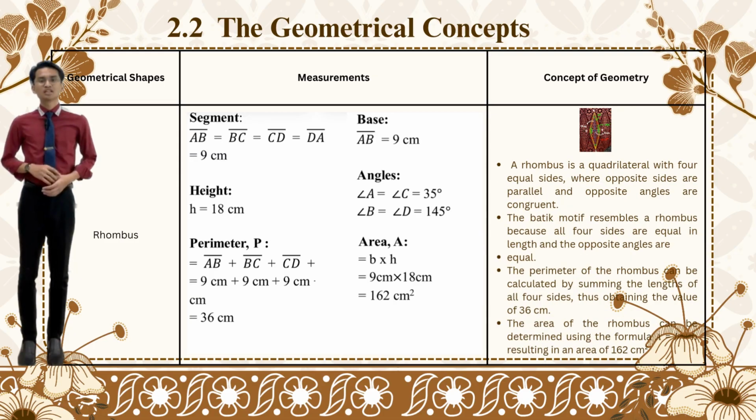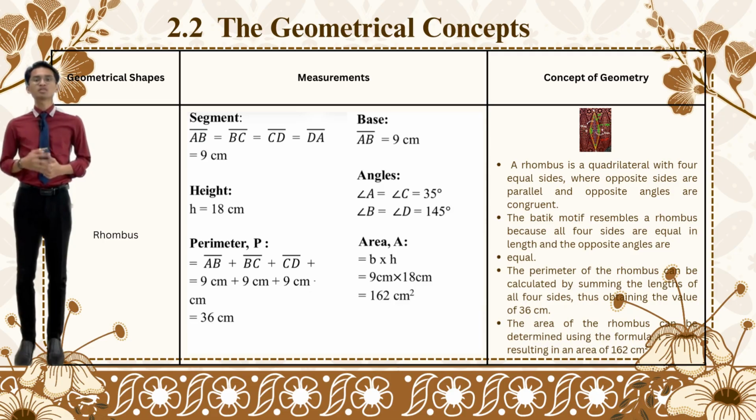113.112 centimeters. A rhombus is a quadrilateral with four equal sides where opposite sides are parallel and opposite angles are congruent. The batik motif resembles a rhombus because all four sides are equal in length and the opposite angles are equal. The perimeter of the rhombus can be calculated by summing the length of all four sides, thus obtaining the value of 36 centimeters. The area of the rhombus can be determined by using the formula A equal to base times height, resulting in an area of 162 centimeters squared.